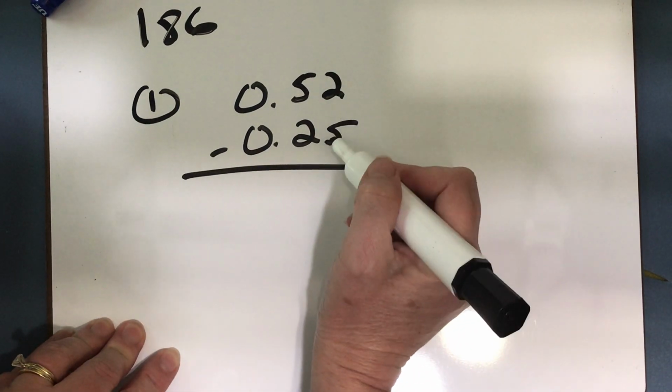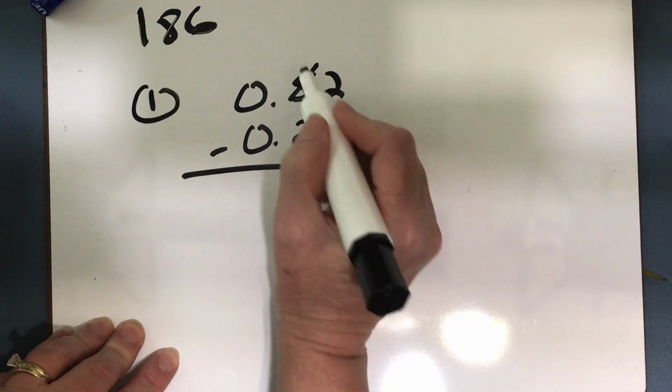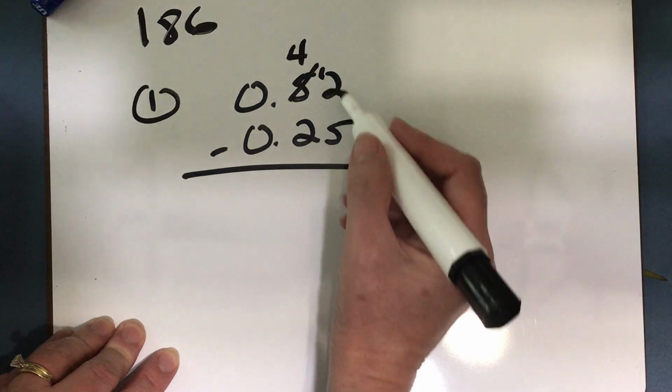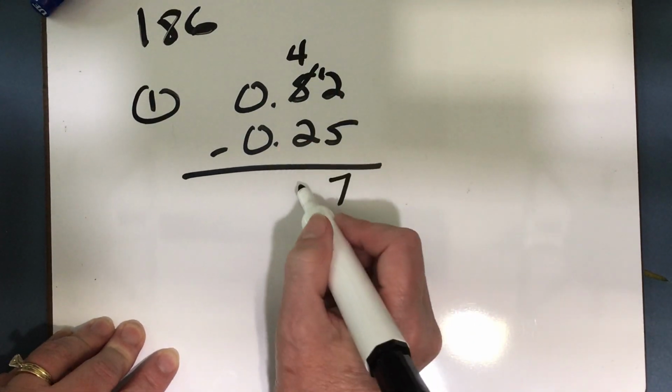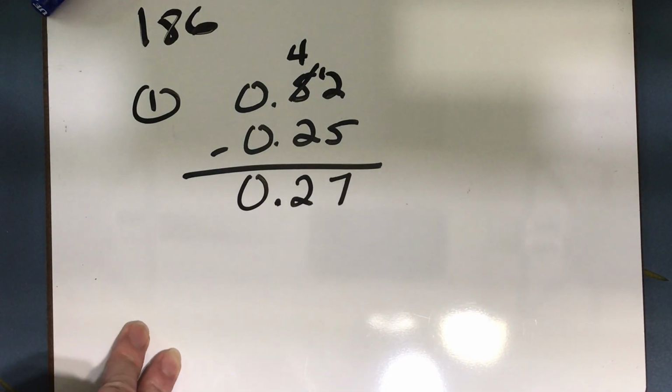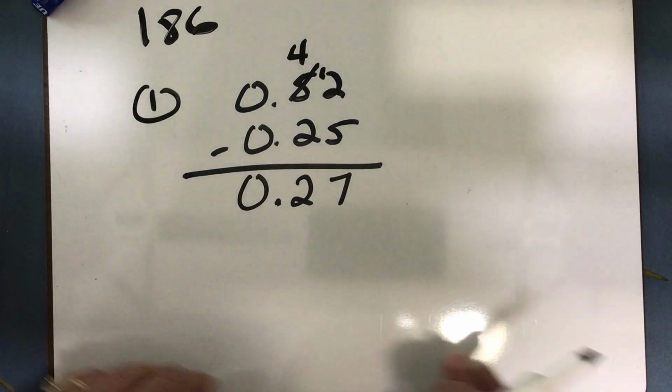So I can't do 2 minus 5, so I have to regroup. That would be 4/10, and then I have 12 hundredths. 12 minus 5 is 7. 4 minus 2 is 2. Put your decimal point, bring down the 0. So your difference would be 27 hundredths.